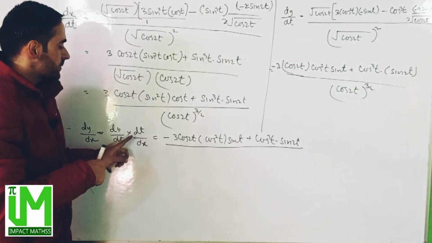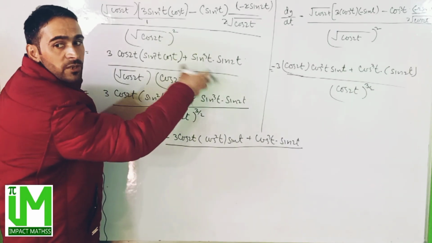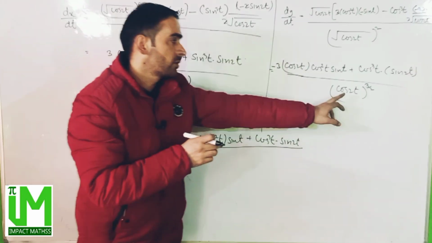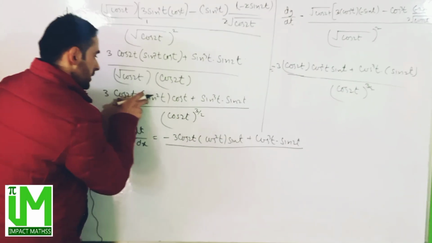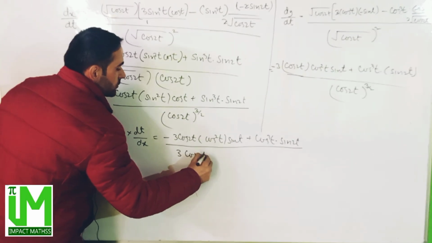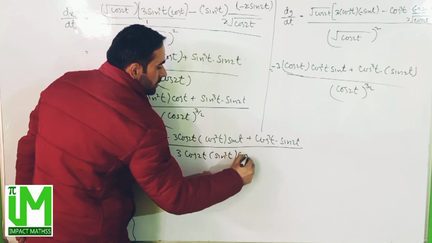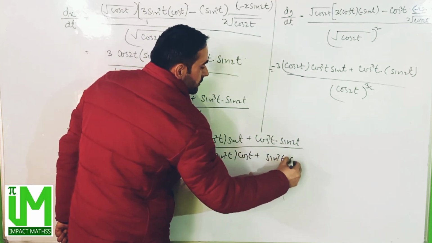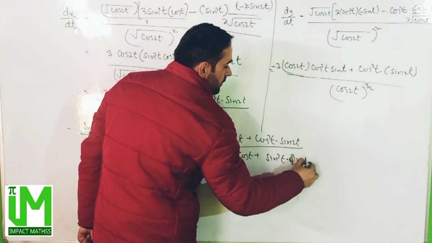In the denominator, dt divided by dx means we take the reciprocal and multiply, cos of 2t raised to power 3 by 2. So this term will divide, and it will be 3 times cos of 2t into sin square t into cos of t plus sin cube t into sin 2t into sin of 2t.